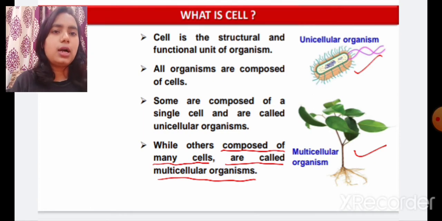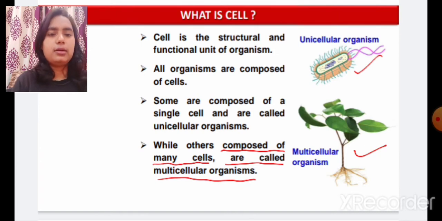Next point is, all organisms are composed of cells. All living organisms like animals and plants are composed of cells. Next point is, some are composed of a single cell and are called unicellular organisms. Uni means one, single, cellular means cell. Organisms composed of a single cell are known as unicellular organisms.